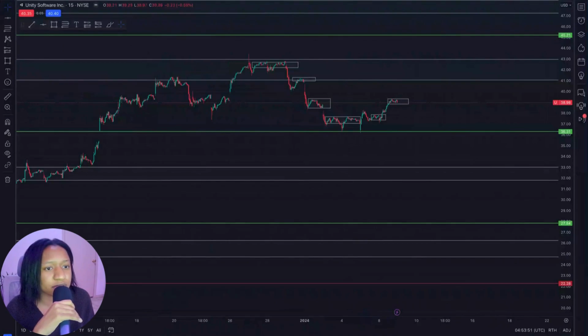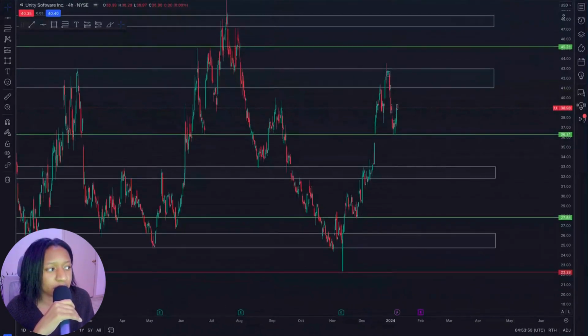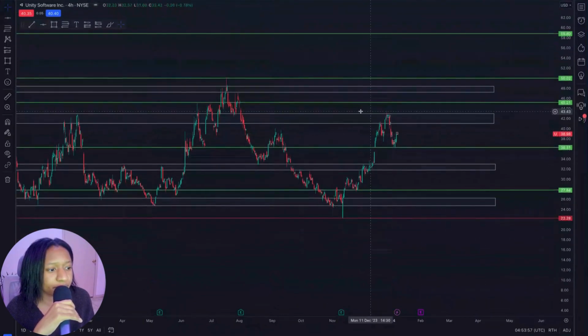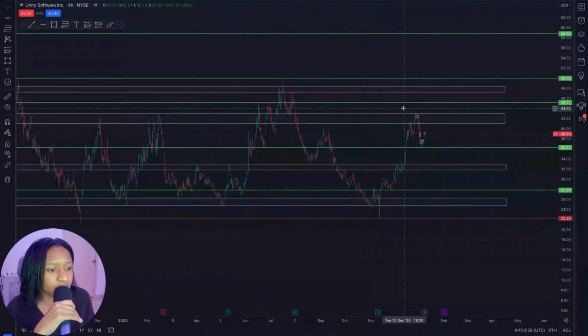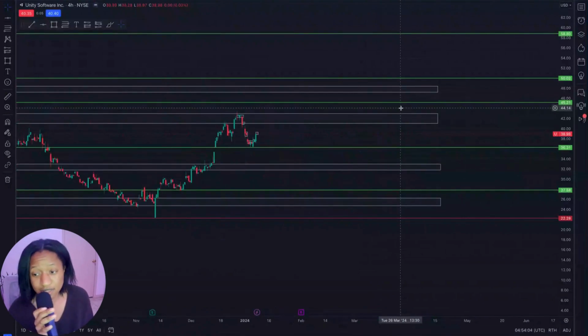So yeah, this is my chart setup for Unity as of today, and I believe I'm going to use this to set and place in a trade tomorrow.